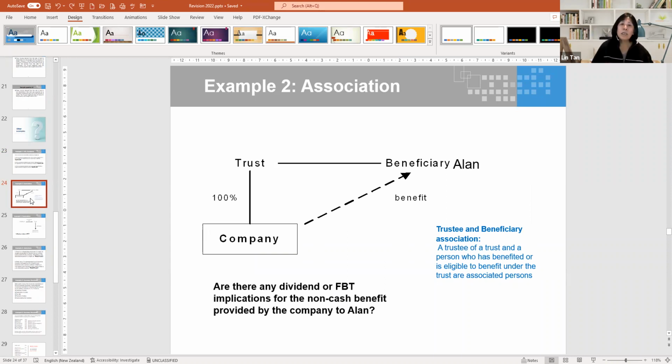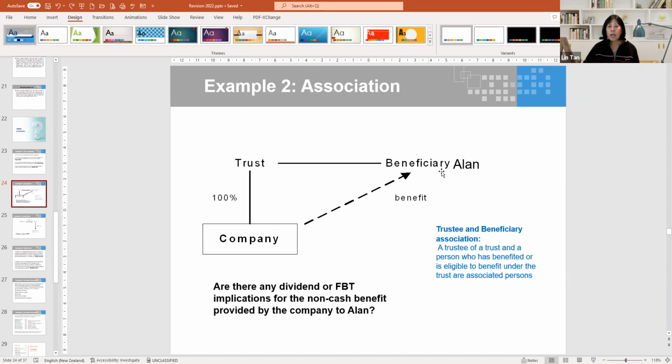Now, sometimes you might be given a scenario which involves, in this particular case, a fringe benefit being provided to somebody. And I think I have gone through this scenario with you all, but I just picked this up to revise with you all, where you find that there is a trust that owns 100% of the company. So the trust is actually a shareholder, right? And a sort of benefit is provided to Alan.